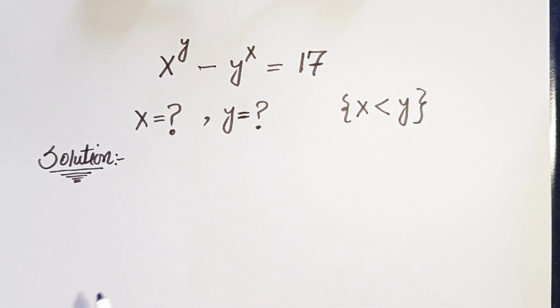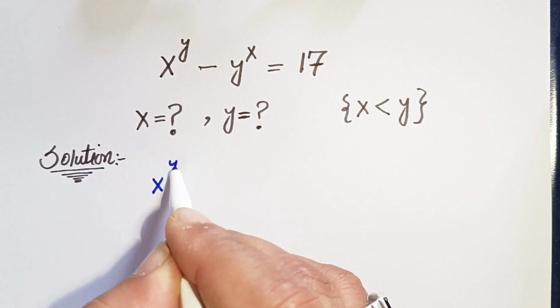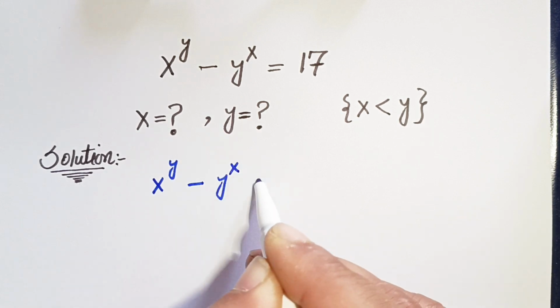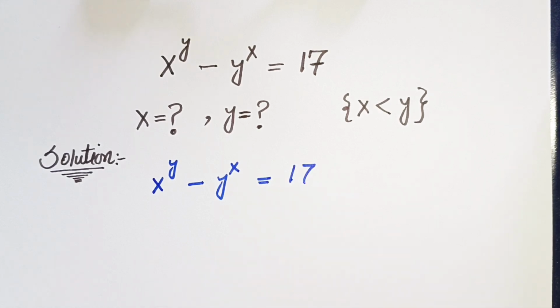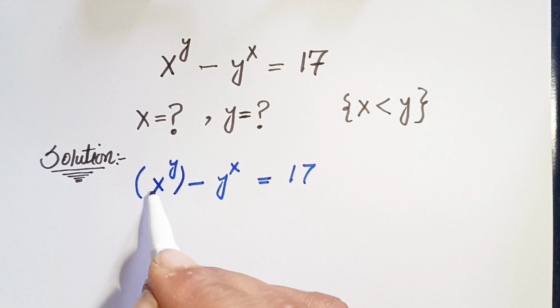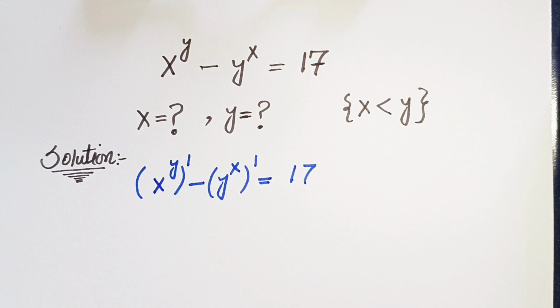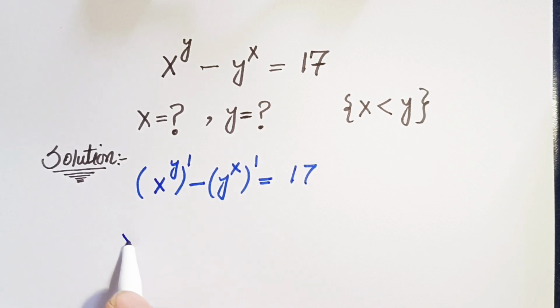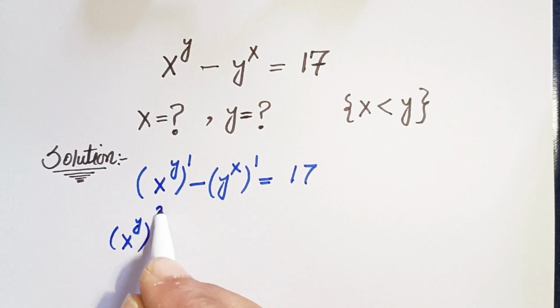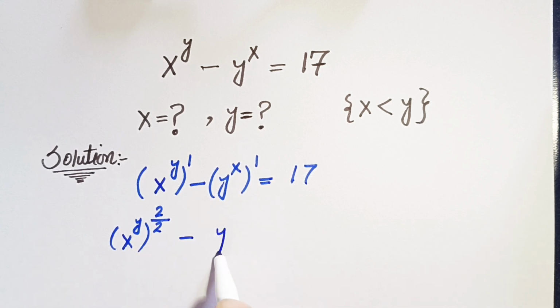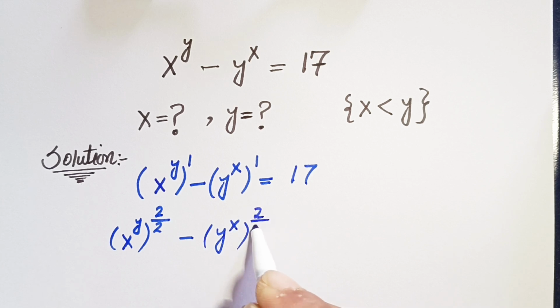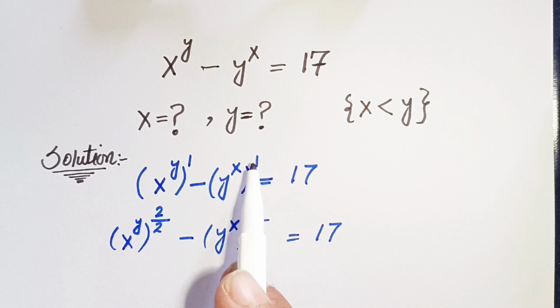Now, starting our solution: x to the power y minus y to the power x is equal to 17. If we write x to the power y whole to the power 1, and similarly y to the power x whole to the power 1, there is no difference between these two steps, so our problem is the same as this step. This can also be written as x to the power y whole to the power 2 over 2, minus y to the power x whole to the power 2 over 2, which is equal to 17. When we cancel out this 2 with 2, we get 1.